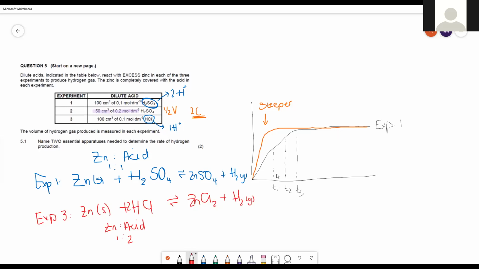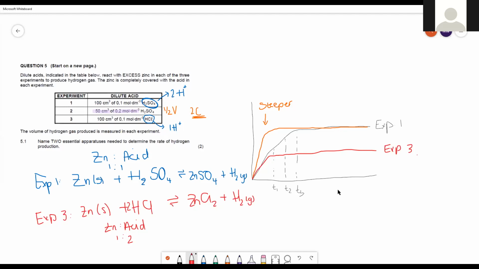So what will happen is your experiment 3 will look like this. It'll have half of the graph because of the fact that you have the same volume for both your sulfuric acid and your hydrochloric acid, and you've got the same concentration. But in order for it to bond with your zinc, you need double the amount of hydrochloric acid. So that is why you only have half of this curve. Does that make sense to everyone?